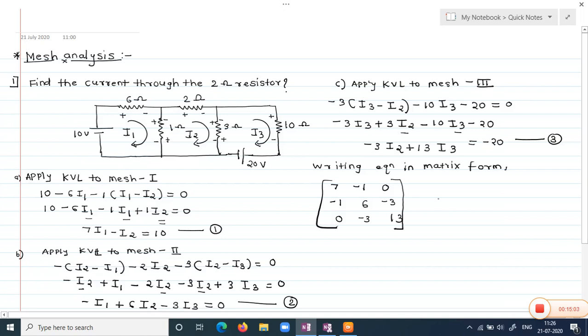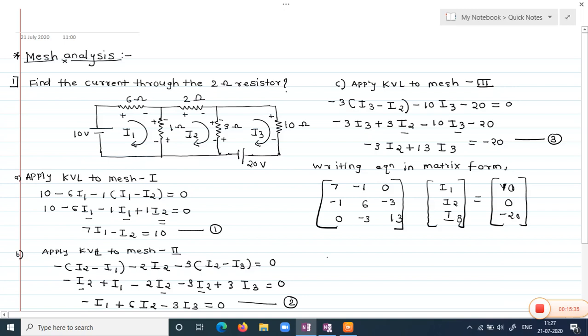That way we have written I1, I2, I3 in terms of V1, V2, V3. Right? That is I1, I2, I3. We have to write the equation in terms of V1. V1 is what? V1 is here 10 volt. V2 is what? 0. And V3 is what? Minus 20.